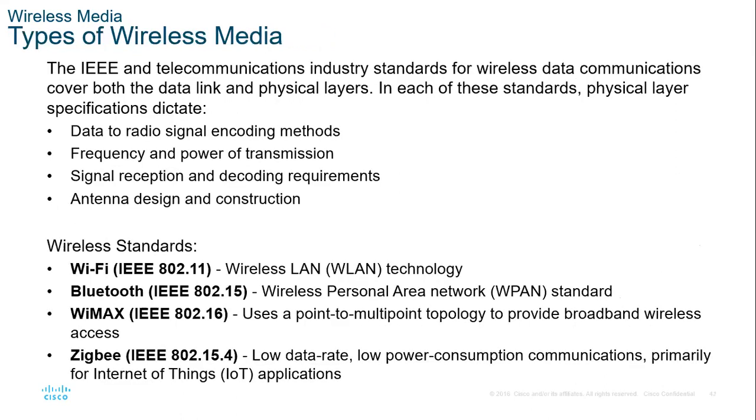Types of wireless media: there are different types of wireless media. So, wireless standards. The first one is Wi-Fi, IEEE 802.11 wireless LAN (WLAN) technology. Bluetooth, IEEE 802.15, wireless personal area network (WPAN) standard. WiMAX, IEEE 802.16, uses a point-to-multipoint technology to provide broadband wireless access. Zigbee, IEEE 802.15.4, low data rate, low power consumption communication, primarily for Internet of Things applications.